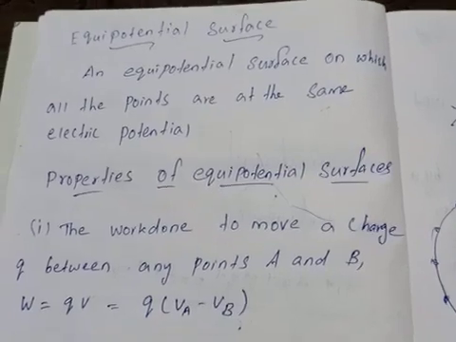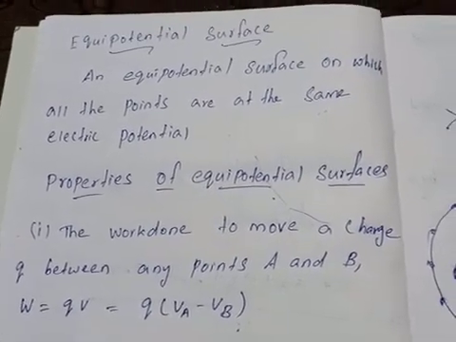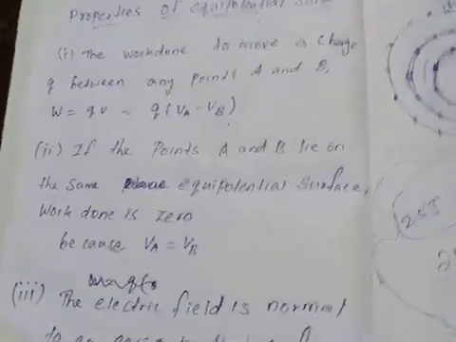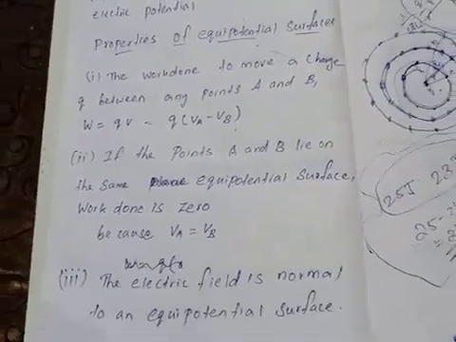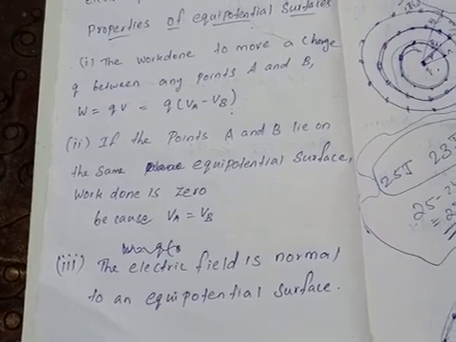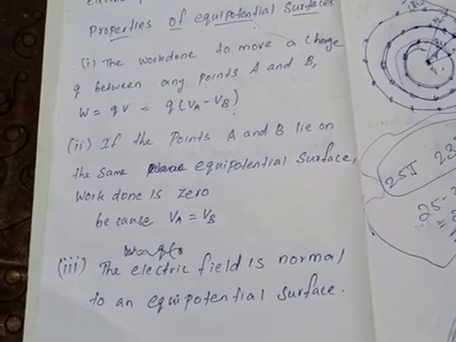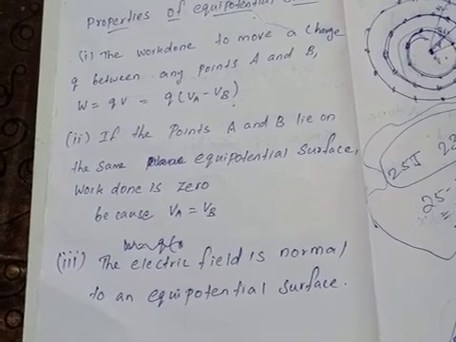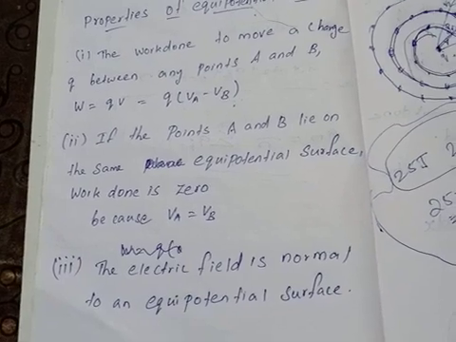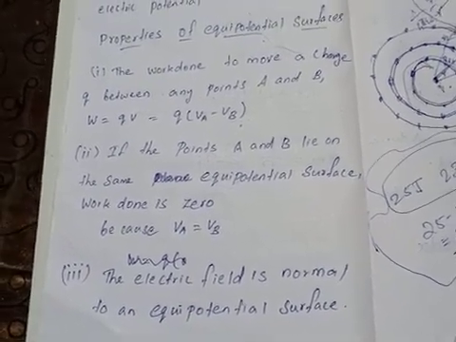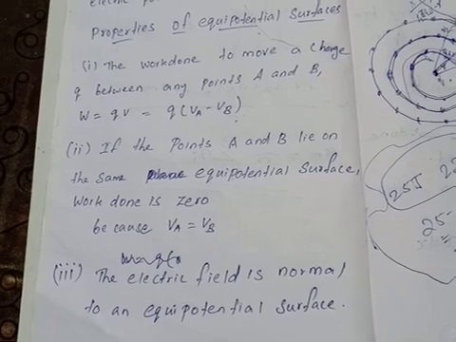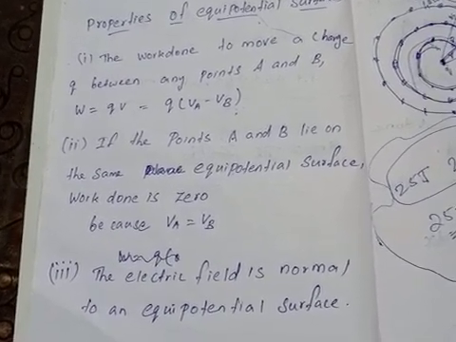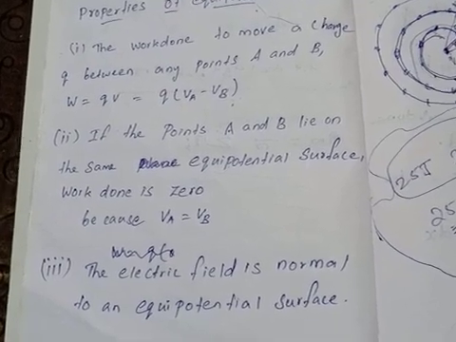It is important to mark: an equipotential surface is a surface on which all the points are at the same electric potential. Then the properties of an equipotential surface. First property: the work done to move a charge Q between any points A and B is, what is the work done? W is equal to Q into (Va minus Vb), you can write down. Second property: if the points A and B lie on the same equipotential surface, the work done is 0. Reason why? Because Va equals Vb.